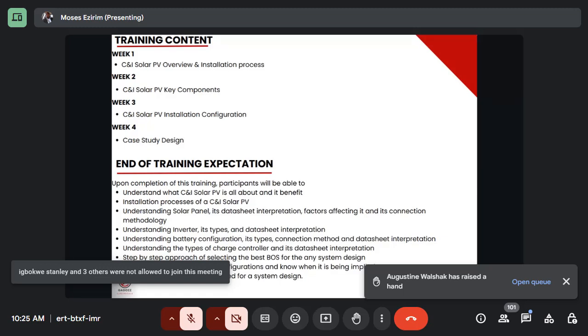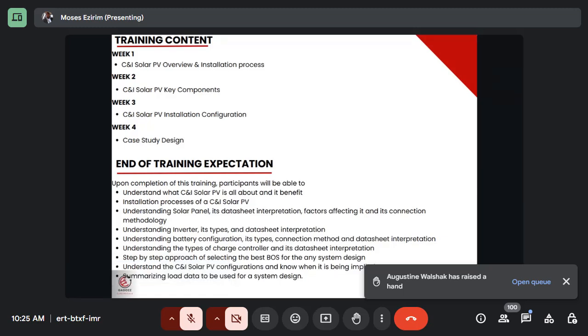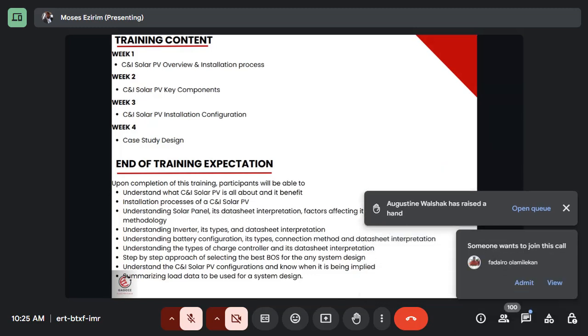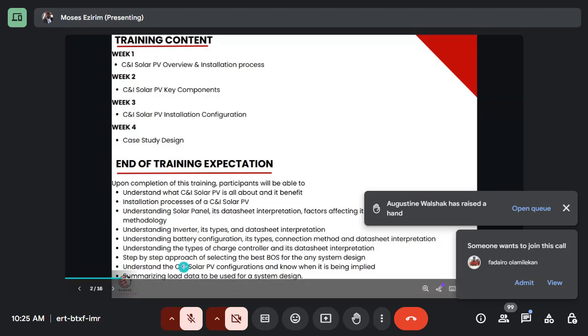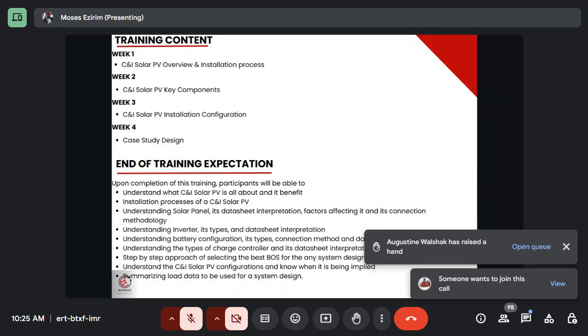Then inverter as well. We're going to see the types of inverter. We have different types of inverter. Then I'm going to show you how to know when to use which of the inverters. Then interpretation of the data sheet as well, we're going to see that for the inverter. Then the battery as well. We see the configuration, its types, connection methodology, and the data sheet interpretation. Then we see the types of charge controller and its data sheet interpretation.